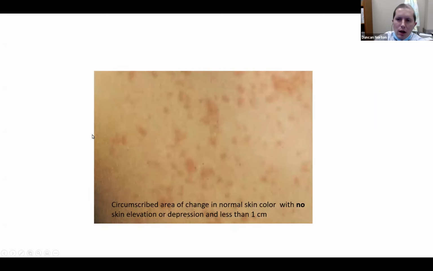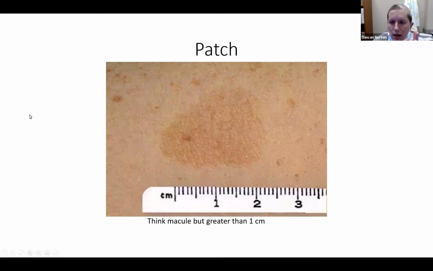Then we go to a macule. So a macule is a lesion that has an abnormal change in normal color of the skin, but the key point here is it has no skin elevation. And it doesn't have any depression associated with it, so there's no atrophy, and it's less than a centimeter. This is important to know because the next lesion is a patch. So a patch is similar to a macule. It has no depression, no elevation, is a flat lesion, but a patch is greater than 1 centimeter.